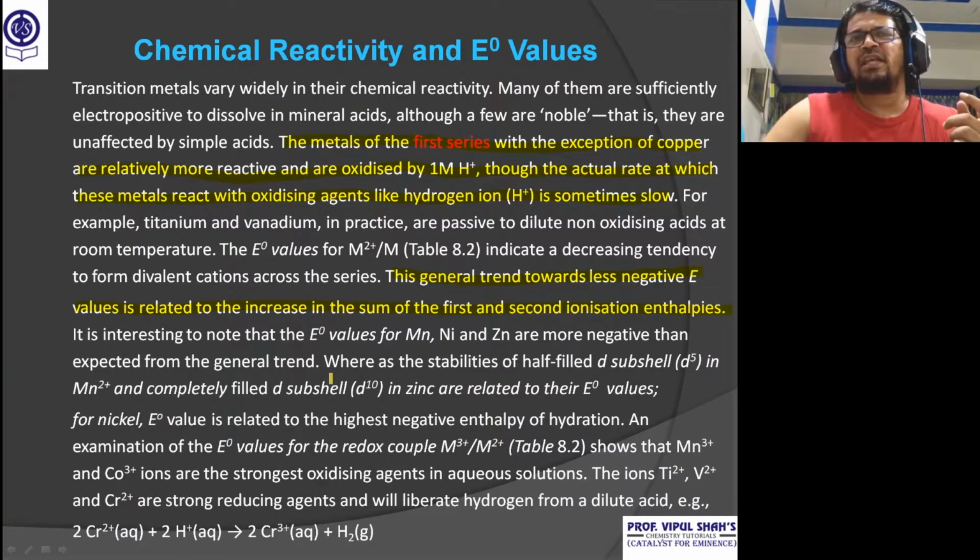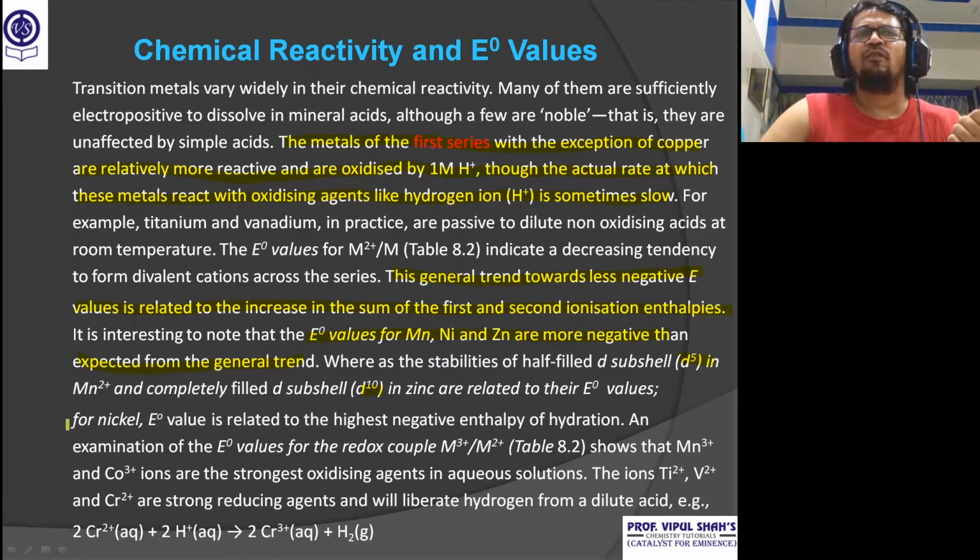Then it says the E0 values of Mn, nickel and zinc are more negative than expected. Again, why are they more negative? Irregularities, same story: empty, half filled and completely filled. So look at that, half filled is one reason, D5 for Mn2+, and completely filled for zinc, that is D10.